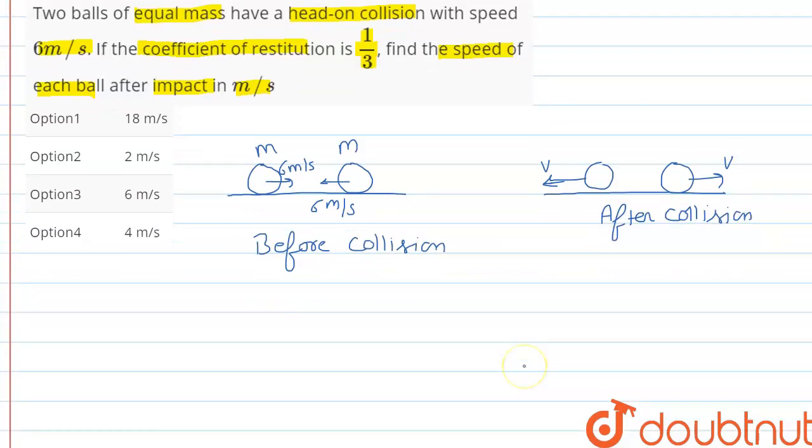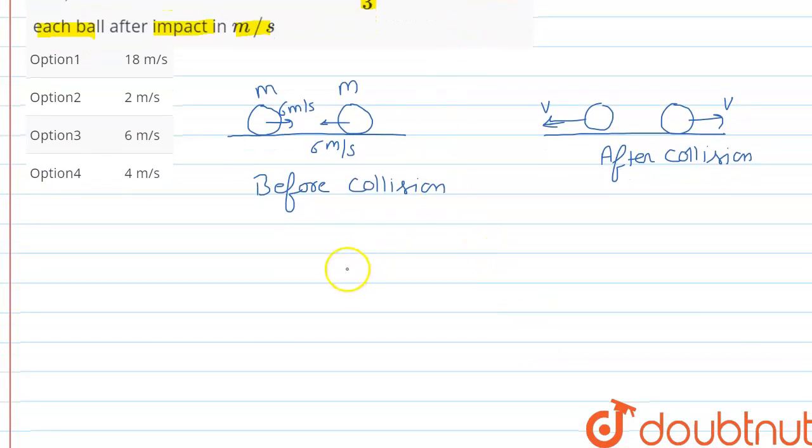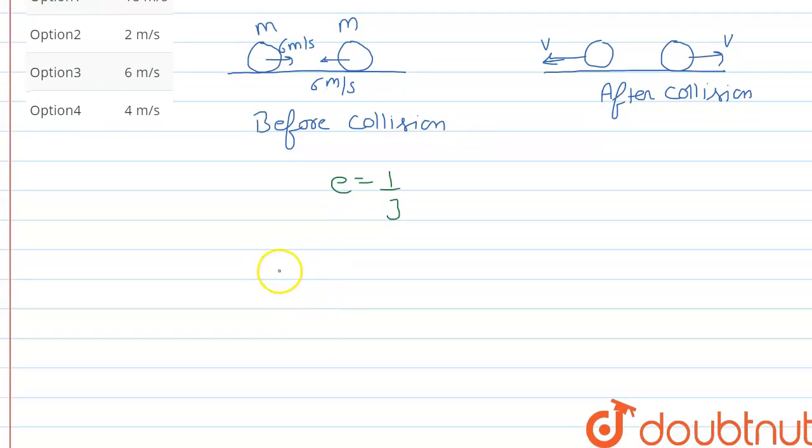Now we are given that the coefficient of restitution, that is e, is equal to 1/3. And we know that e is (v2 minus v1), that is final velocity of ball 2 minus final velocity of ball 1, upon (u1 minus u2), that is initial velocity of ball 1 minus initial velocity of ball 2. So putting the values, we will be getting v2 is v.